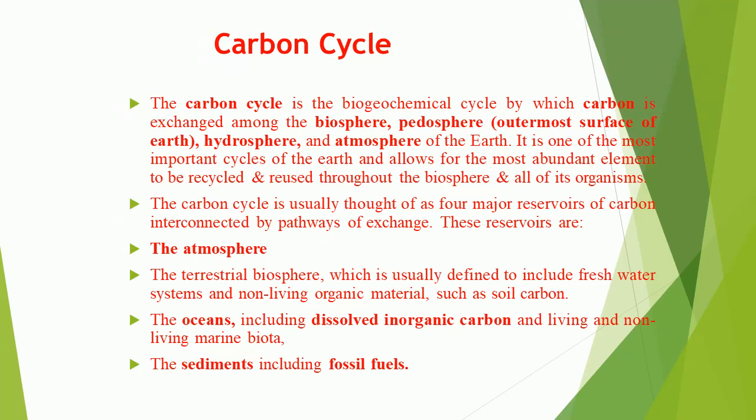It is one of the most important cycles of the Earth and allows for the most abundant element to be recycled and reused throughout the biosphere and all of its organisms. The carbon cycle is usually thought of as four major reservoirs of carbon interconnected by pathways of exchange. These reservoirs are the atmosphere, the terrestrial biosphere, which is usually defined to include fresh water systems and non-living organic material, such as soil carbon, the oceans, including dissolved inorganic carbon and living and non-living marine biota, and the sediments including fossil fuels.